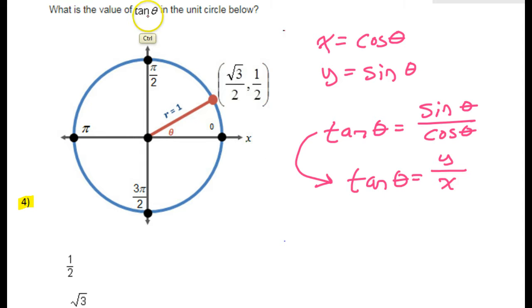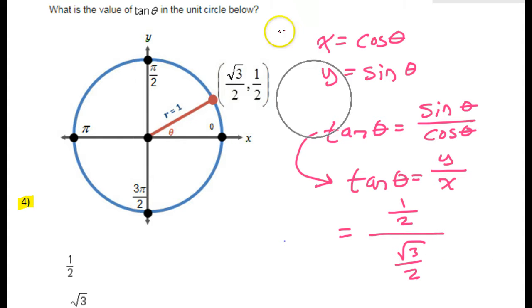So anyway, they're asking us for the tangent. So the tangent is going to be y over x, like I just said. Okay, so the y value is 1/2. And the x value is radical 3 over 2.